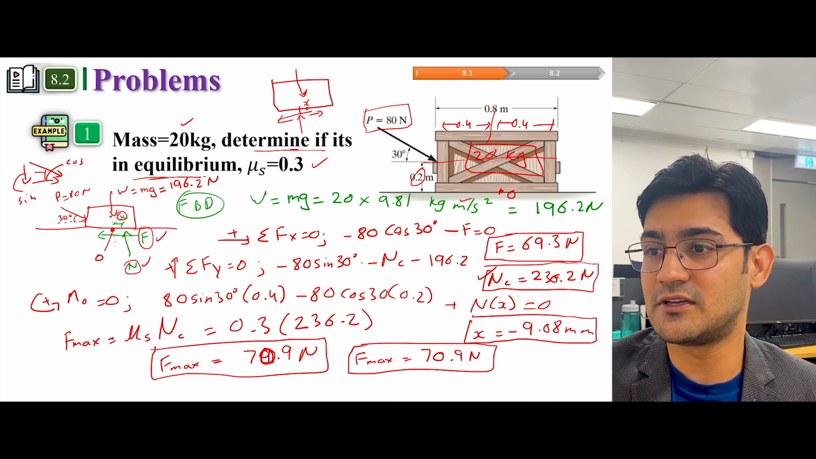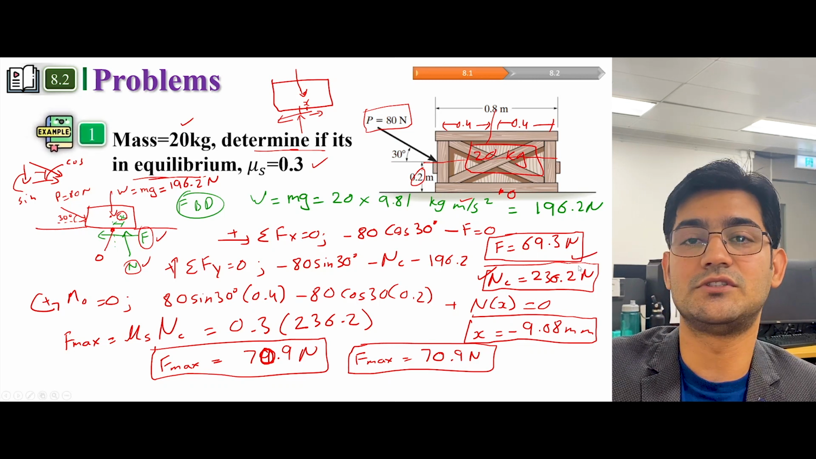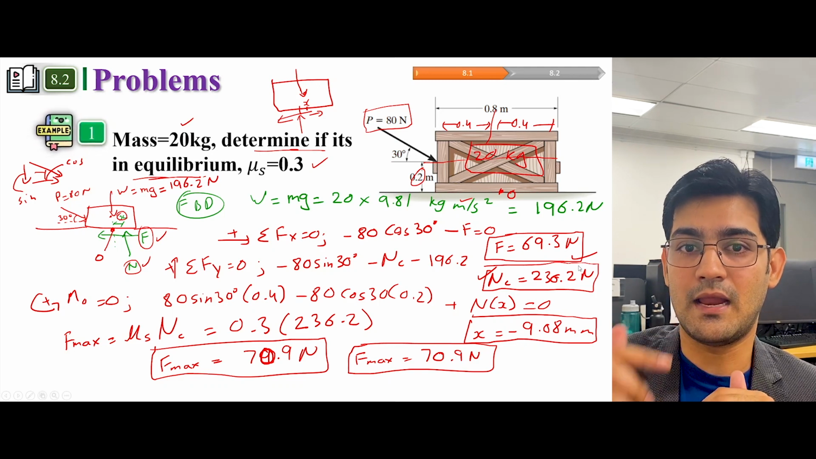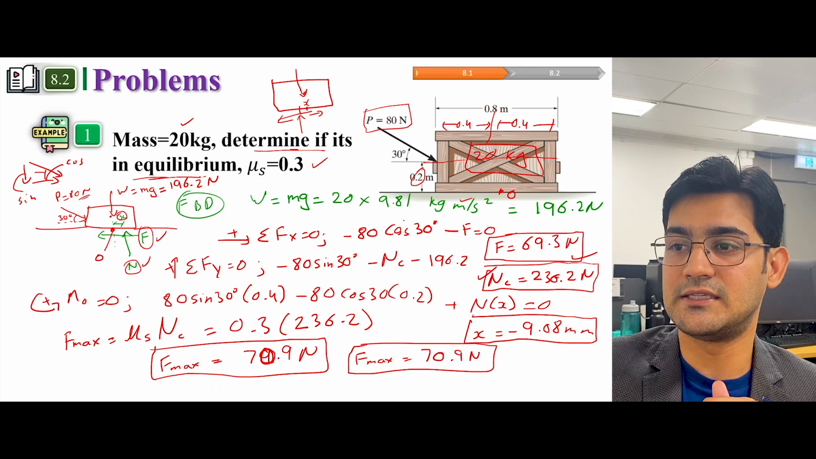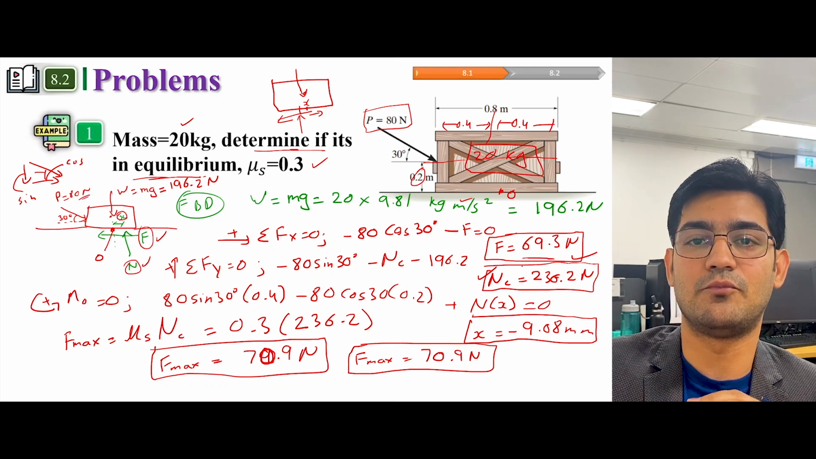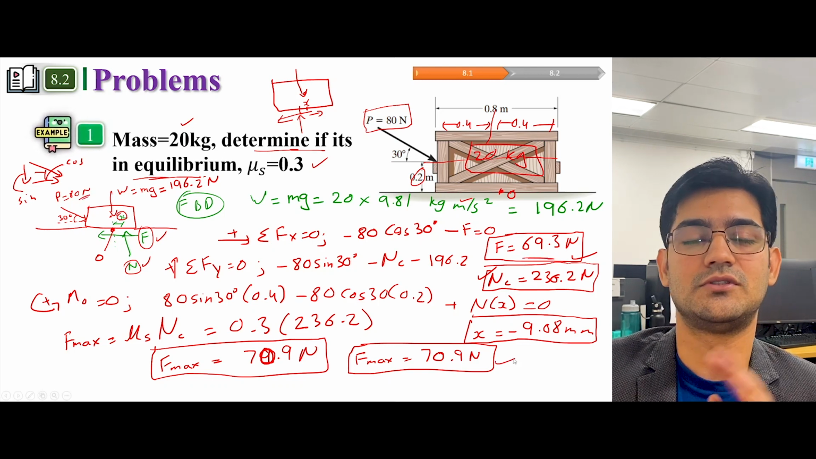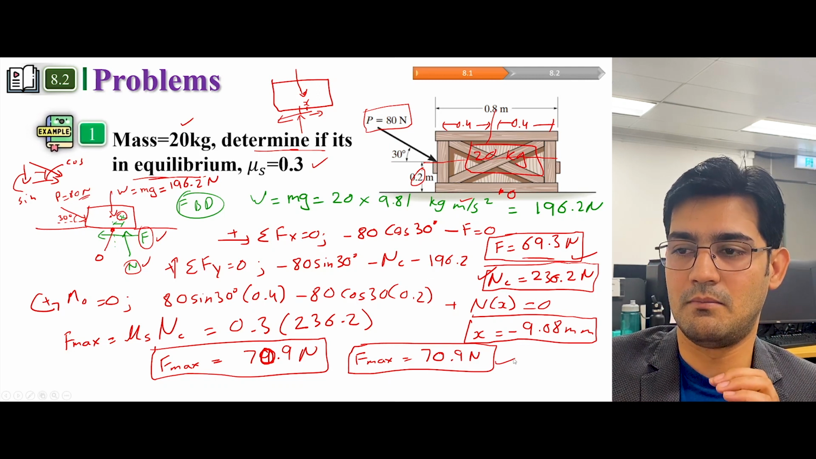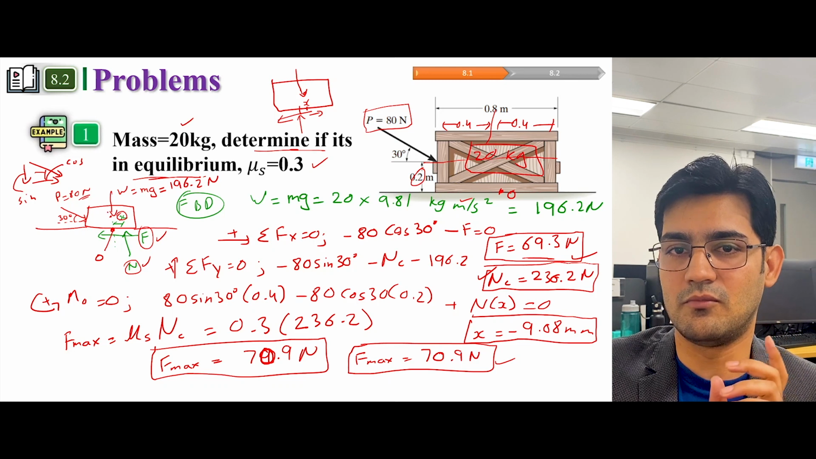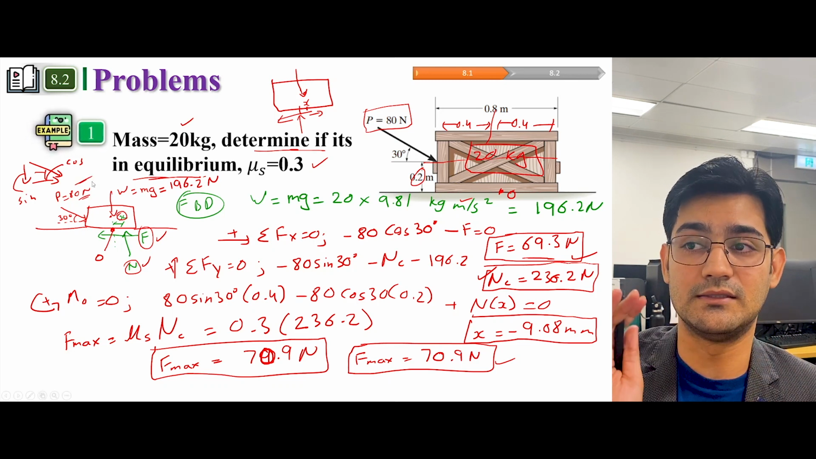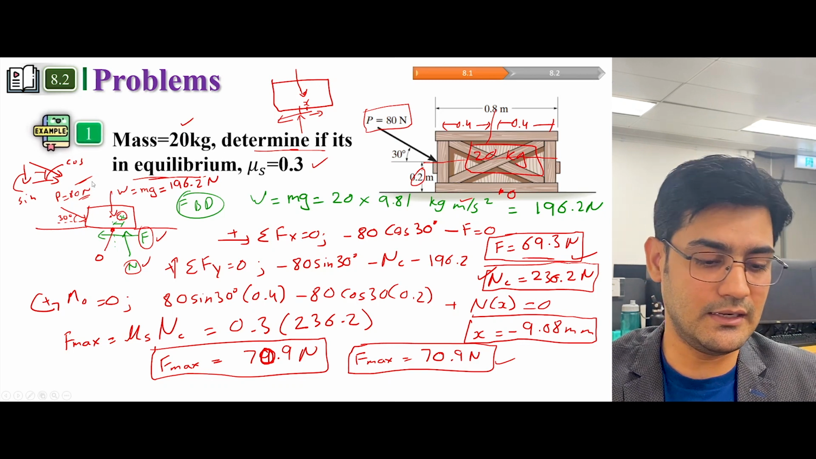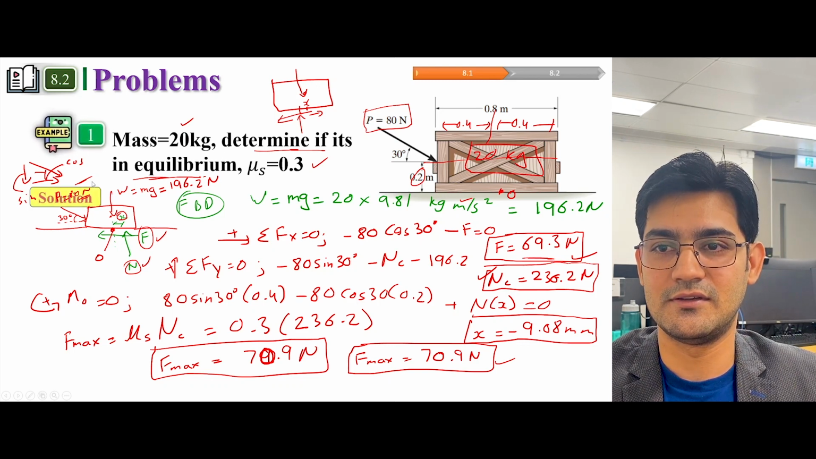And how much frictional force are we getting? We are getting a frictional force of 69.3. It means that the applied load of 80 Newton is giving us a frictional force of 69.3, which is less than the maximum force. So we can safely say that the system is in equilibrium, but it's very close. A little more applied load will make the system start moving. So this is chapter 8, and see you in the next chapter.